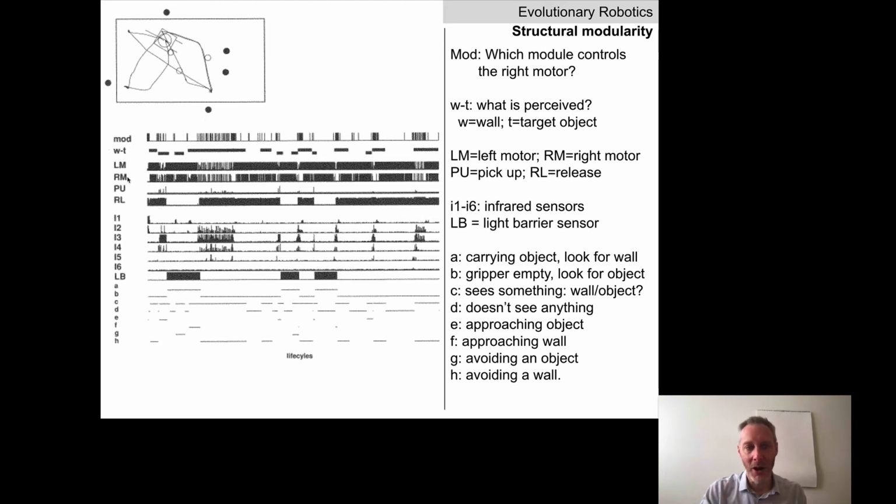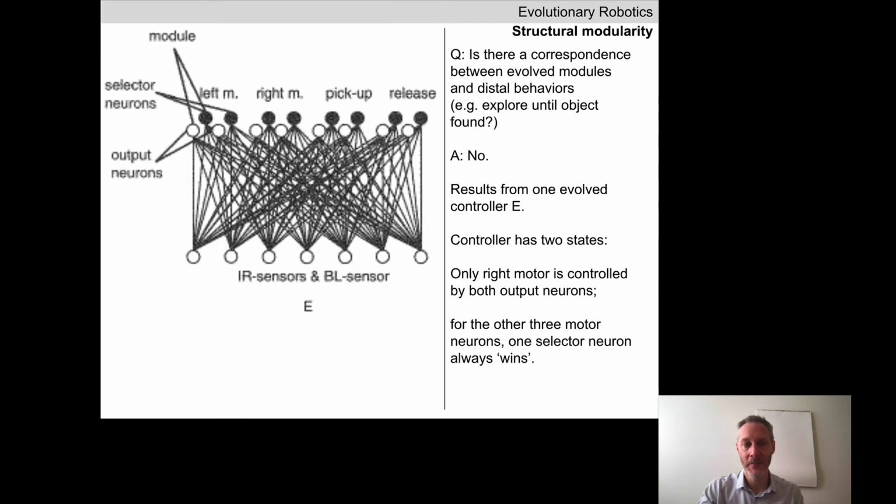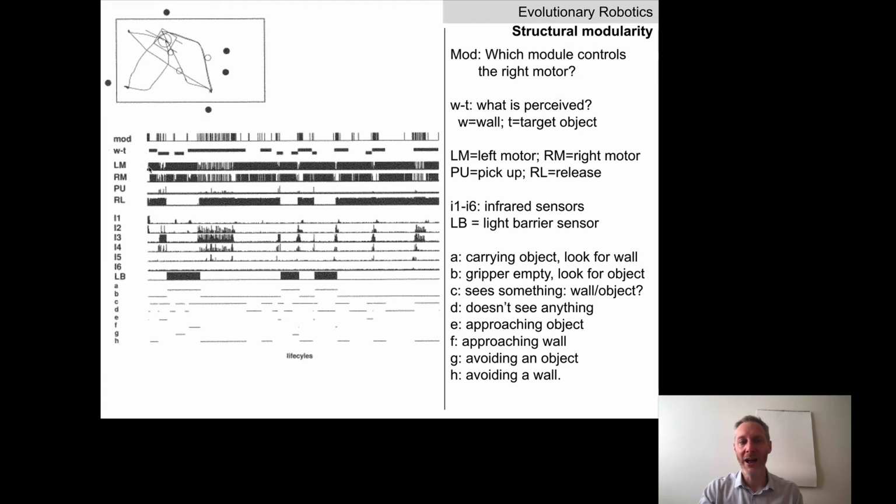Okay, let's jump around a little bit. Let's have a look at LM, RM, PU, and RL. These correspond to the four values of the output neurons. And remember, there's different output neurons here. So we're just reporting here the value of the 4 motor neurons that were actually connected to the behaviors at that time. Here's the value of the left motor neuron, the right motor neuron, the pickup neuron, and the release neuron. You'll notice the release neuron has a high value for quite a while, and then the release neuron value drops to basically 0. It's at mostly 0.